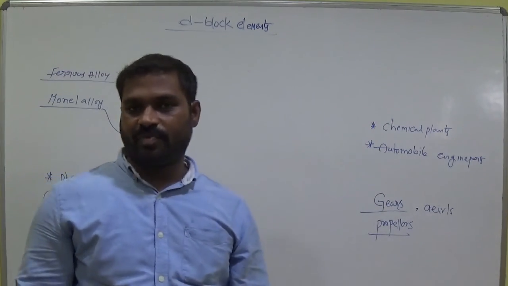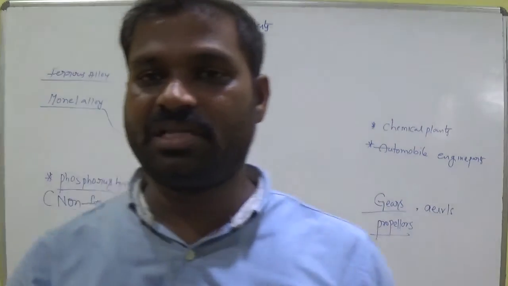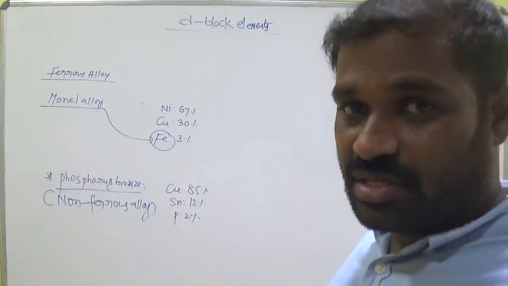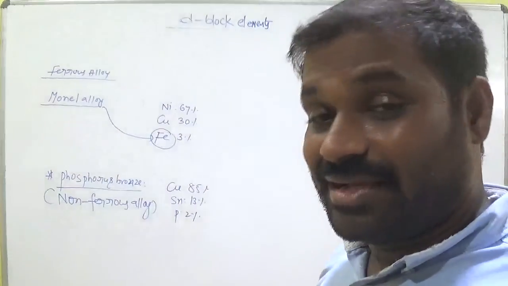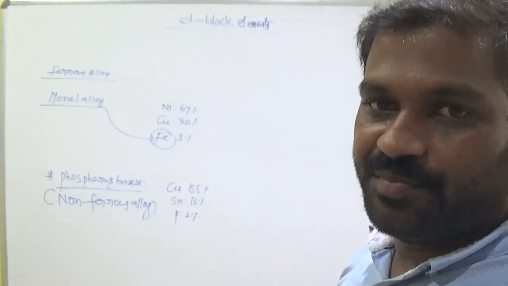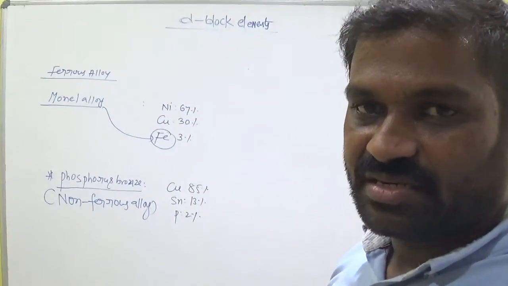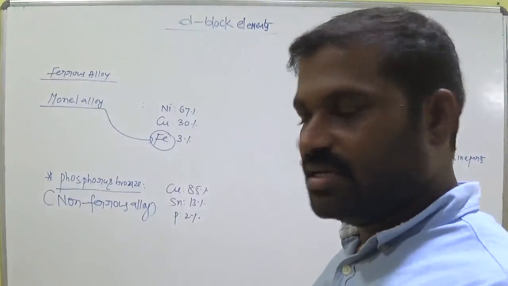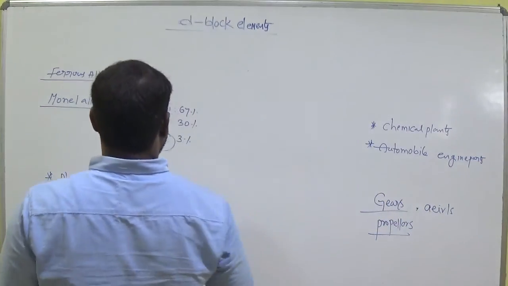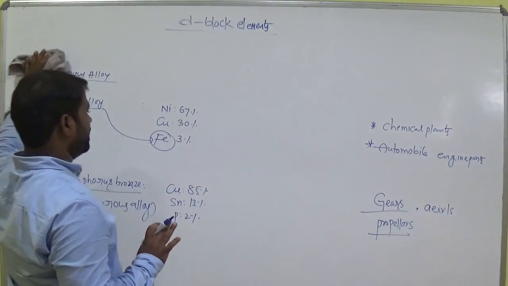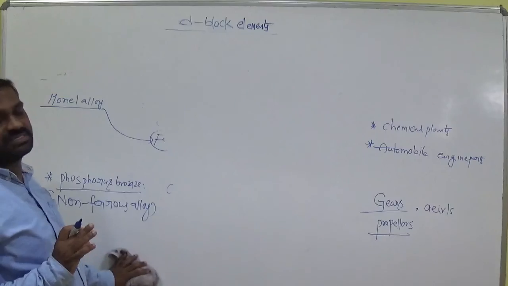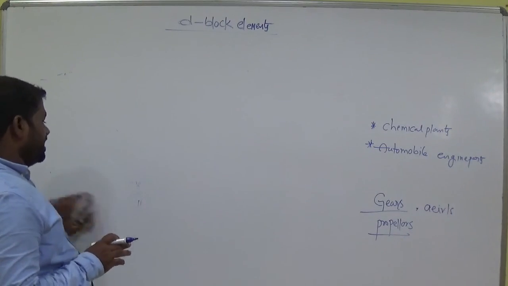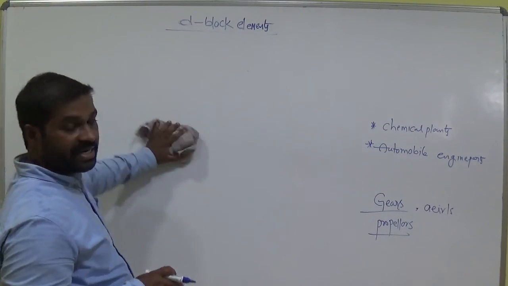Very important, students. You have to remember the compositions: gunmetal, bell metal, duralumin and magnalumin. Very important. And brass, German silver, and bronze, that also is very important. So write the notes properly. This is about the concept of alloys and some examples. Many times asked in competitive exams like JEE, NEET and AMSET, expecting one bit in this composition.